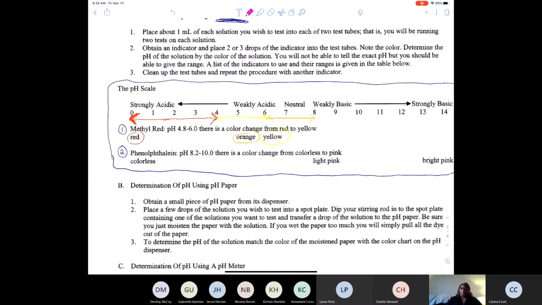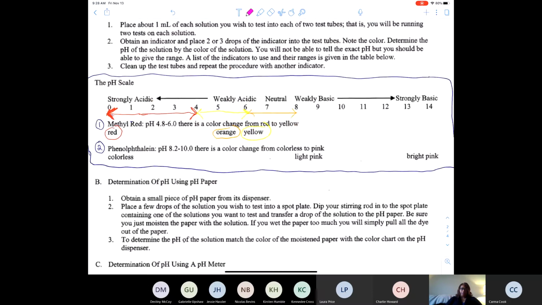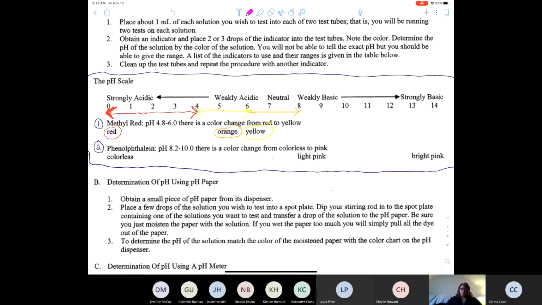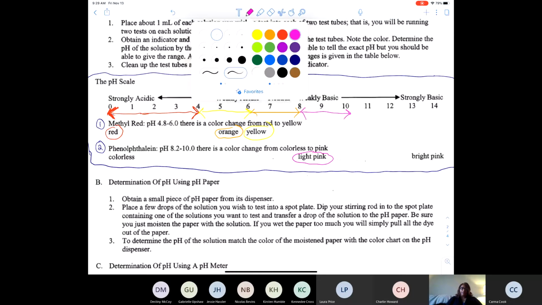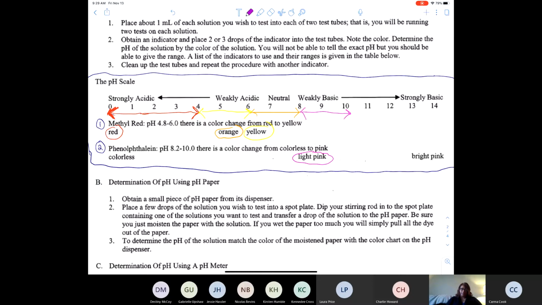So when you add the phenolphthalein to the tap water, ammonia, club soda, if you get a light pink color, that means you're in the pH range of 8 to 10. But if you get a hot pink or a bright pink color, that means you're between 10 and 14.